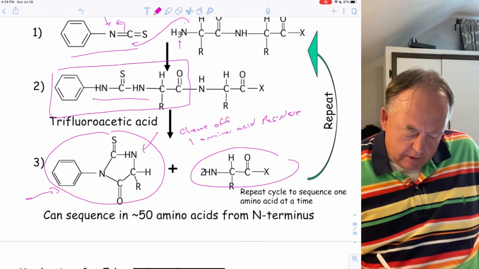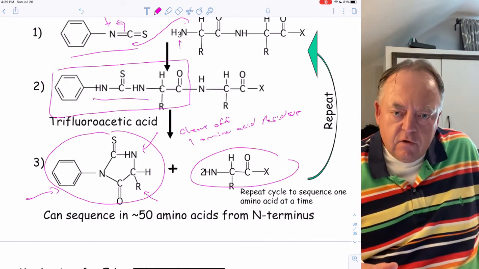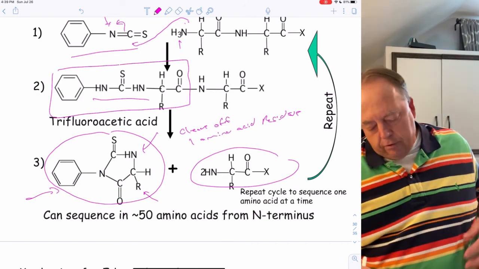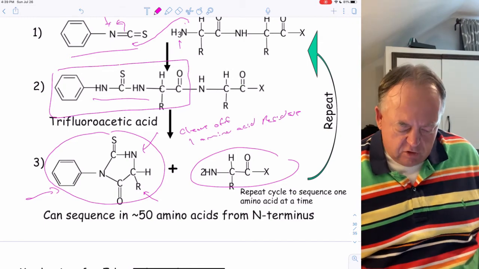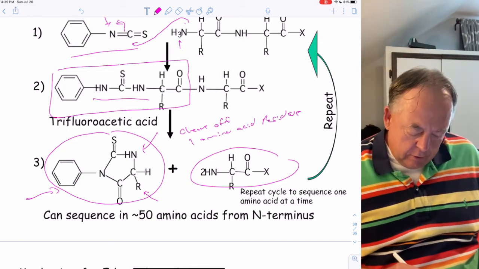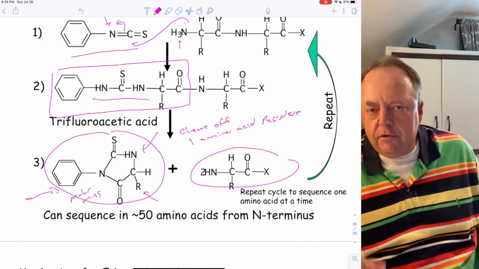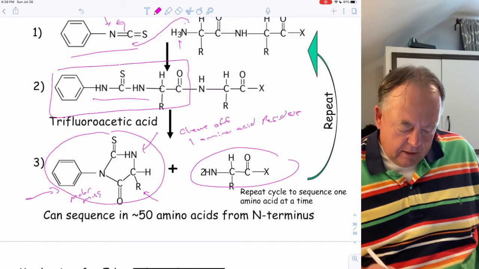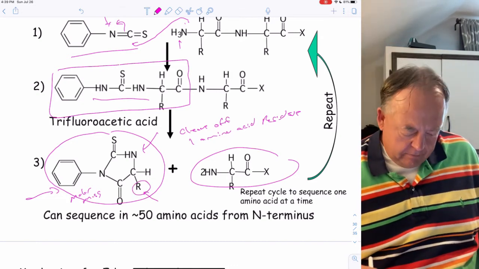So if there's only 20 common amino acids, then that's just 20 different possible molecules that could have cleaved off. Although there are other amino acids than those 20, there's 20 that are very common. But the point is, this molecule has a mass, right? You can analyze what came off using a mass spectrometer, for example, and based on what the R group is, it's going to have a specific mass, that molecule would.